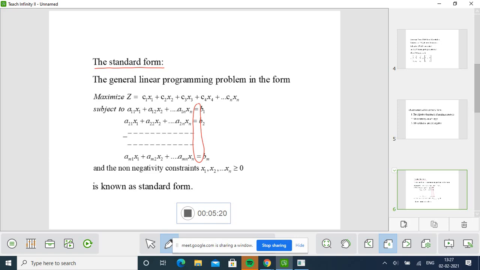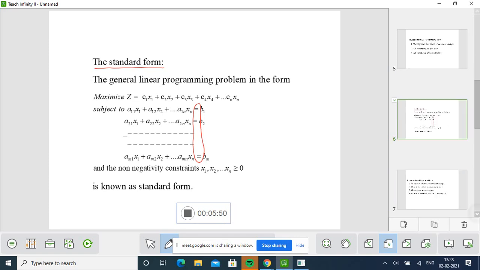What we can ask? We can give you, if the constraints are having only equal to constraint and the problem is a maximization problem, then the representation is number 1 normal form, number 2 canonical form, number 3 standard form, number 4 matrix form, something. So you have to tick standard form, probable MCQs. Okay, and the non-negativity constraints x1, x2, xi are greater than or equal to 0. So this is known as standard form.